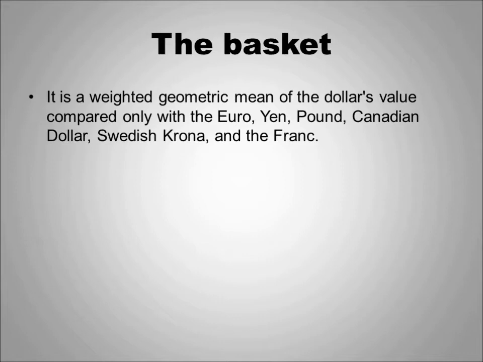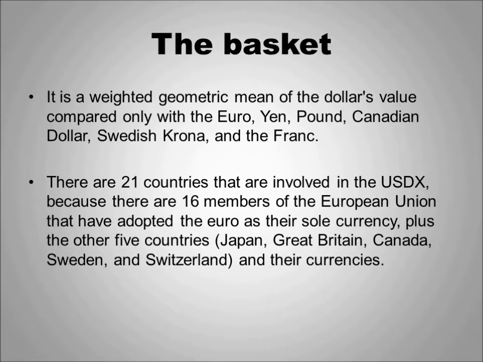Now, let's talk about the basket. The basket just makes up a collection of currencies that are commonly traded against the dollar in order to determine how valuable the US dollar is. So we're talking about these currencies here: the euro, the yen, the pound, the Canadian dollar, the Swedish krona, and the franc. So what we're doing is comparing the currency pairs with these currencies in order to get a number, which is the index that tells us whether the value of the US dollar is high or low.